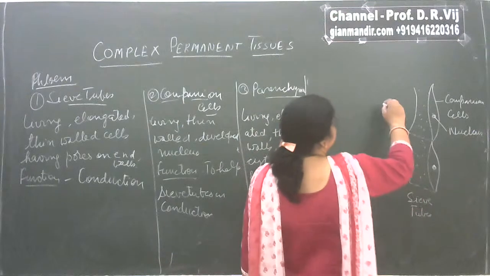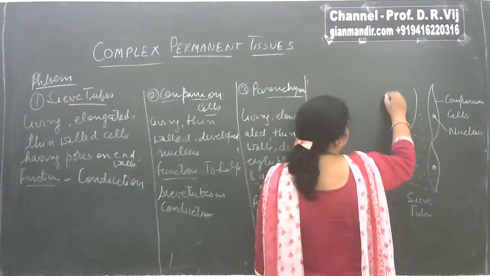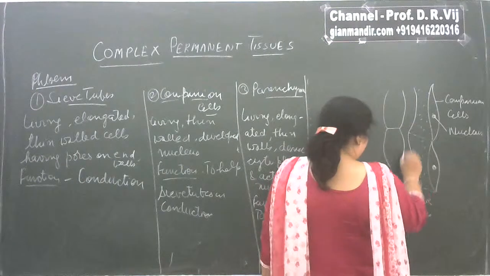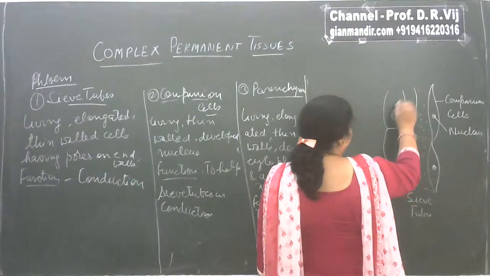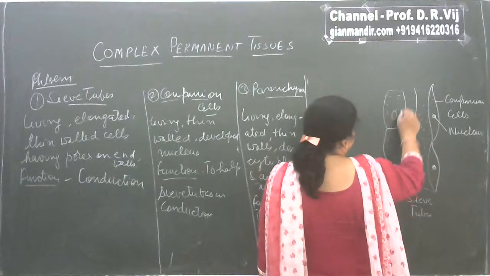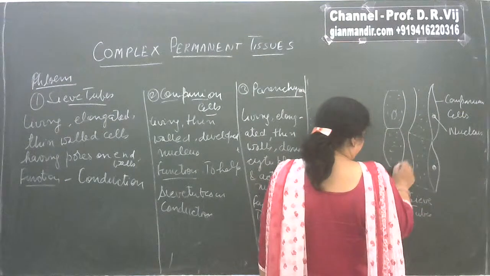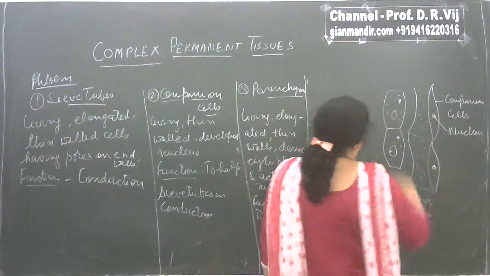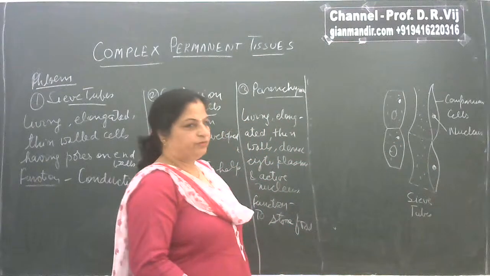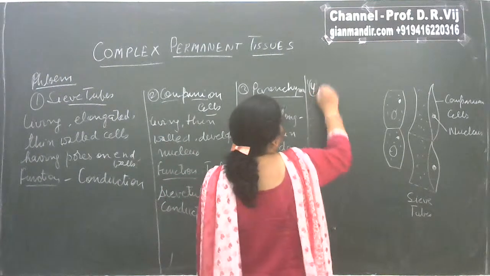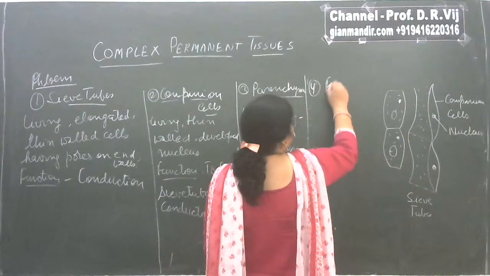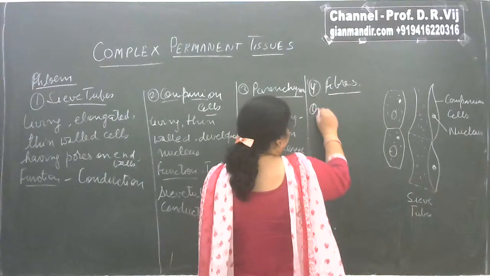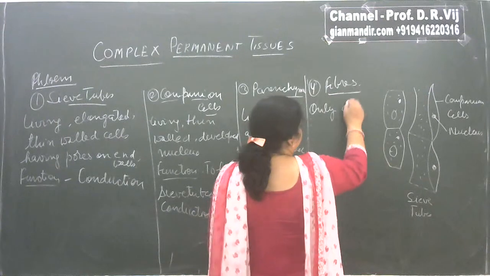And so you can see the phloem parenchyma cells are like this. Long thin walled cells having a big vacuole, a dense cytoplasm, and a well developed nucleus, right? And the last type of component of phloem is phloem fibers, the only dead component of the phloem.